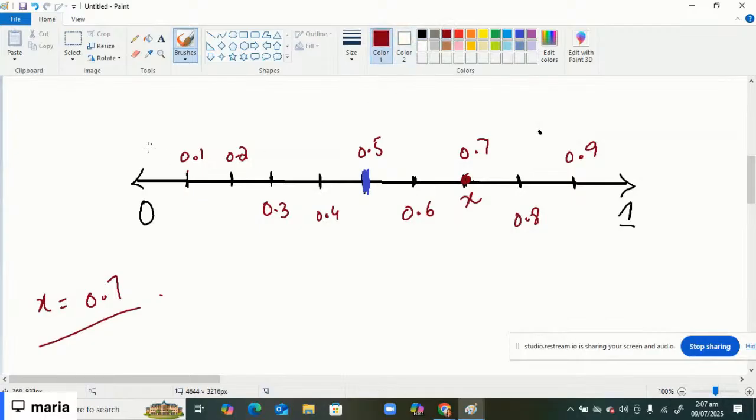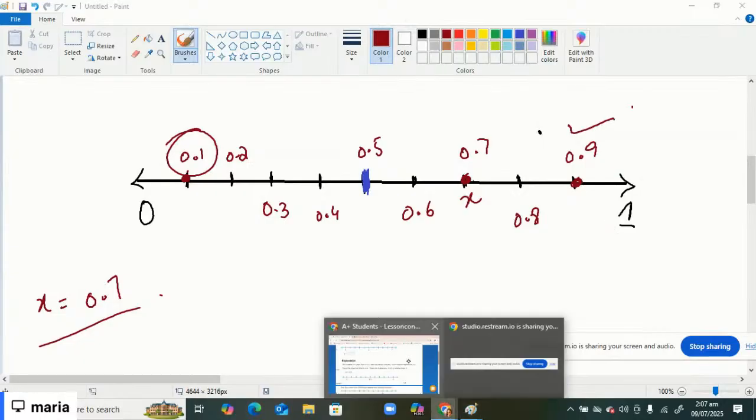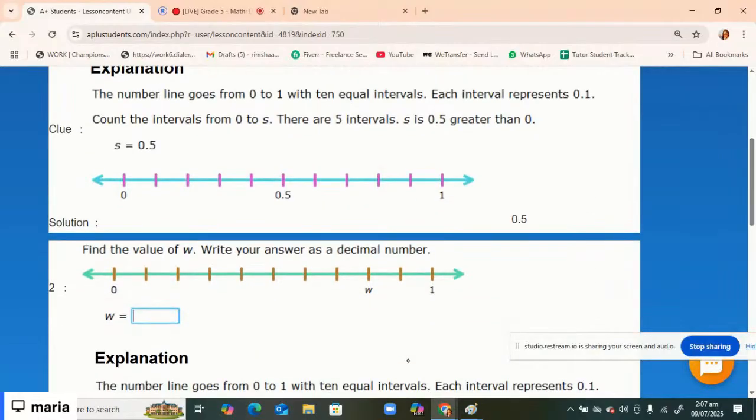And let's suppose if they are asking you to find this point, we can say that this is 0.1. If they are asking to find this point, we can say that this is 0.9. So that is easy for us to understand. Okay, hope you guys understand this lesson.